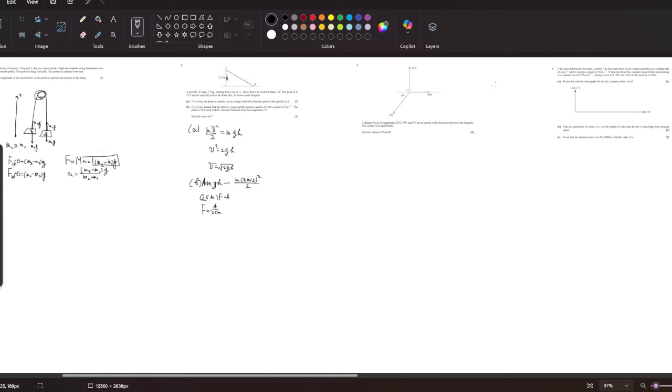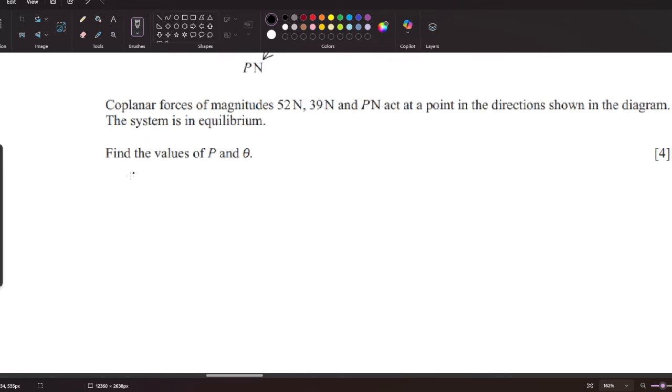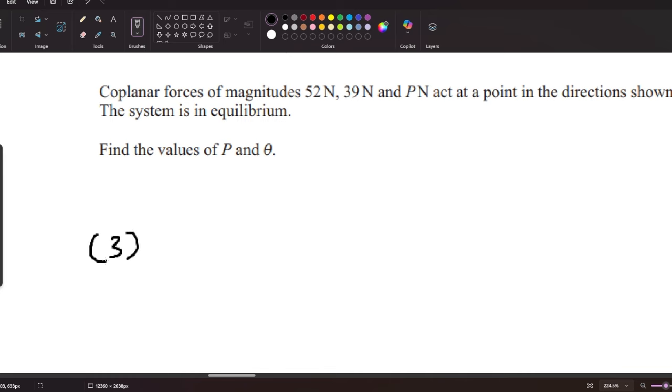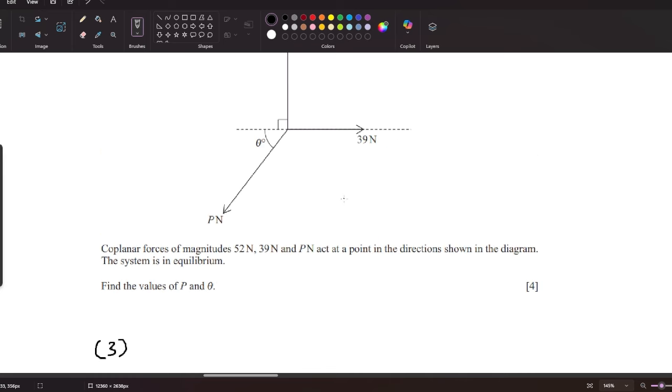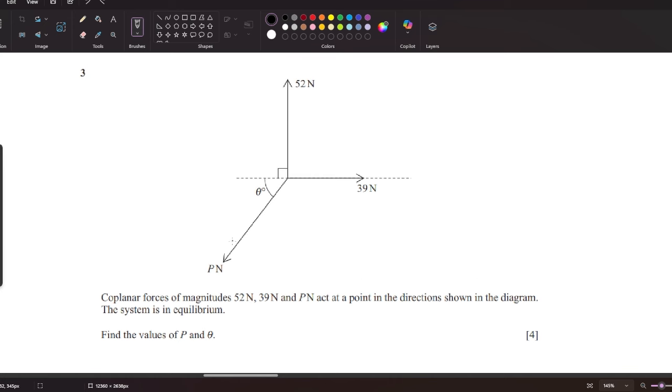The next problem. 3. Coplanar forces of magnitude 52 N, 39 N, and P act at a point in the direction shown in the diagram. Well, Newtons, I should have pronounced that properly. As shown in the diagram, the system is in equilibrium. Find the values of P and theta.